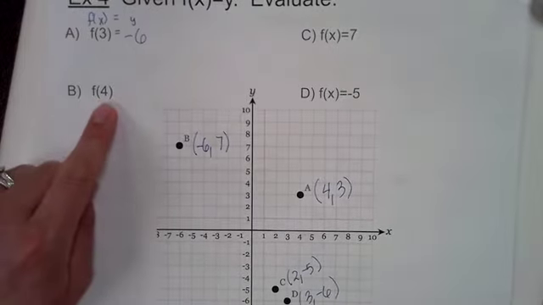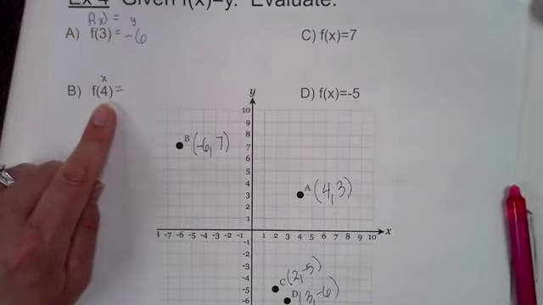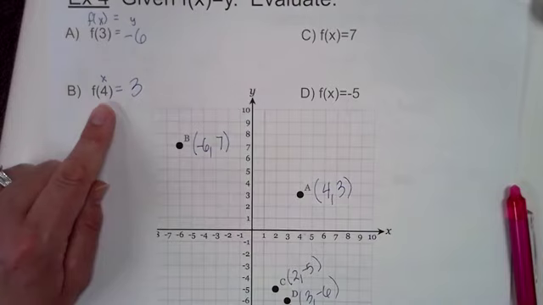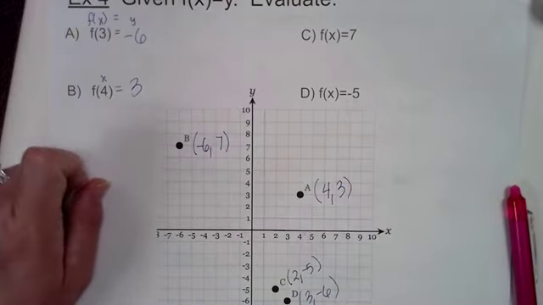All right, f of 4. Which point has an x value of 4? A, point A. So what's its output? 3. Very good. Input of 4, output of 3.